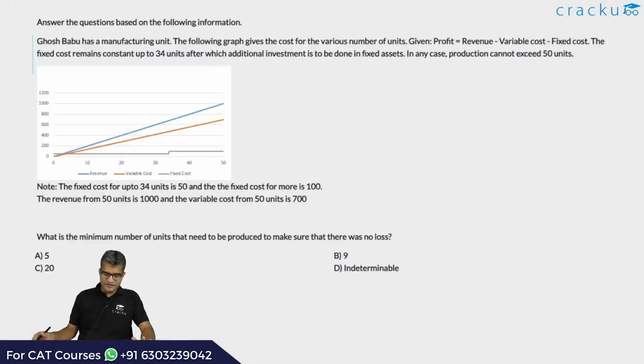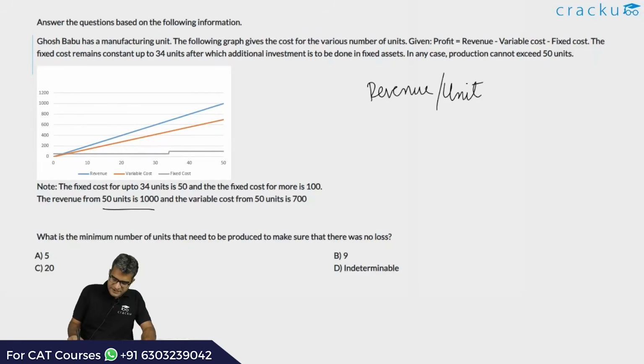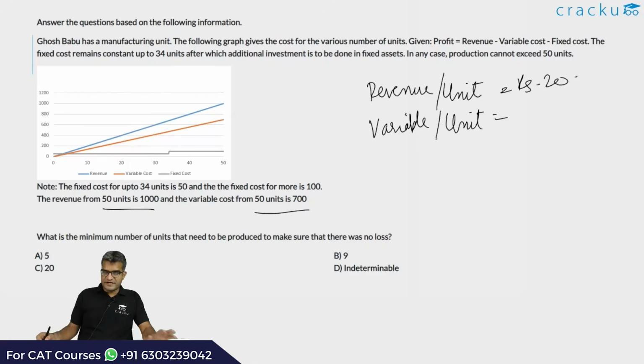So basically what is mentioned is that this is a manufacturing unit. The revenue is fixed. The revenue, we are told, for 50 units is 1000 rupees. So the revenue per unit is rupees 20. The variable cost also is fixed per unit. The variable cost for 50 units is 700, so it will be rupees 14 per unit.